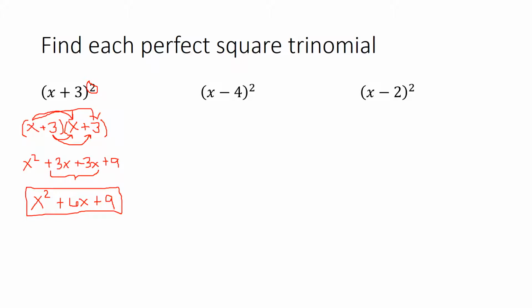Take a few minutes to do the same thing on the next two examples. You can pause the video now, and whenever you're ready to check your work, press play. So again here, x minus 4 squared just means x minus 4 times x minus 4.